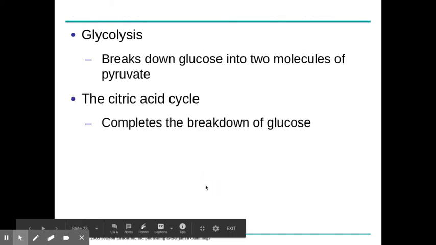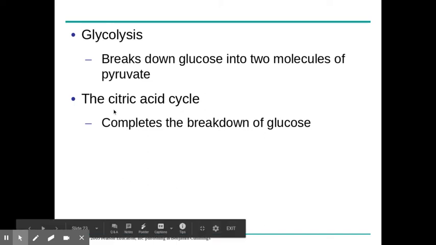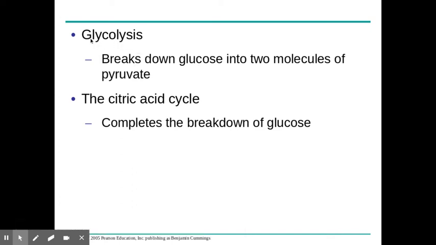So glycolysis. Glycolysis happens in the cytoplasm. It is the only part of cellular respiration that does not occur in the mitochondria, and its job is to break down glucose into 2 molecules of pyruvate. It's also going to make 2 molecules of NADH. It's going to make 2 molecules of ATP as well. But its main job is to start the process of breaking down glucose. If you look at this term, glycolysis, glyco means sugar, lysis means to break. So what are we doing? We're breaking down sugars.